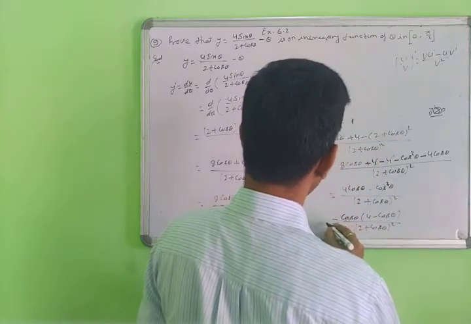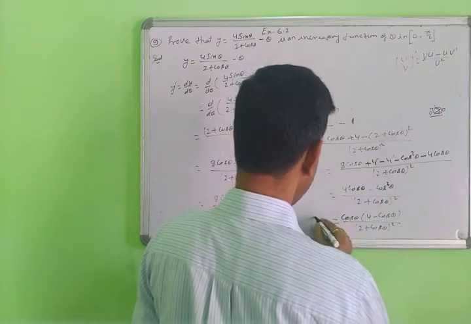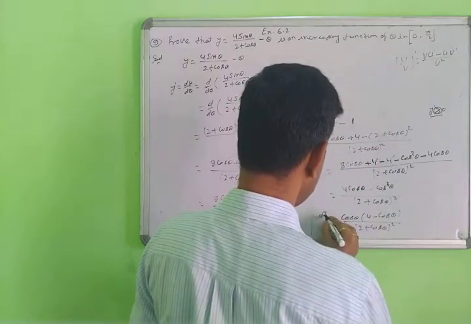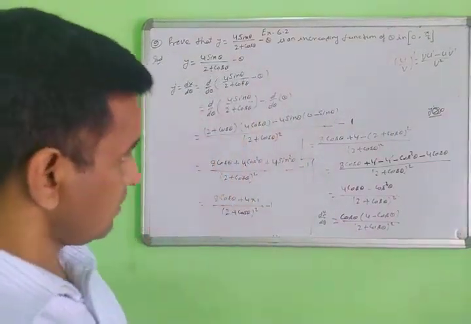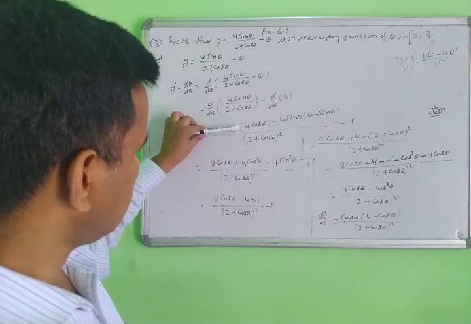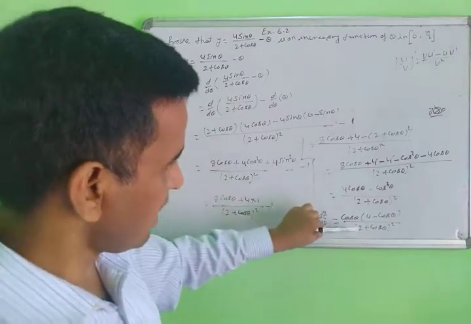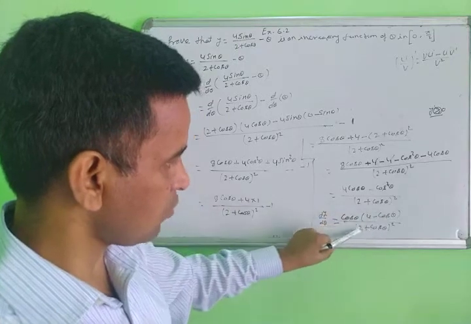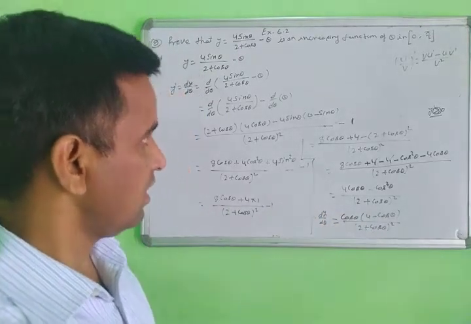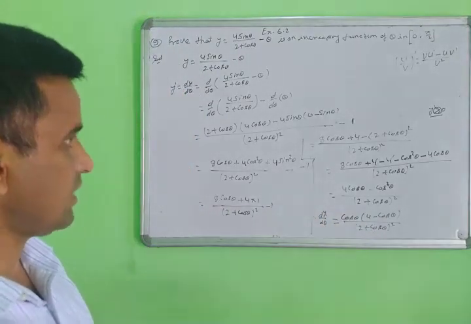This is y dash, dy over dx, d theta. After calculation in this differentiation, what is left is cos theta times the bracket 4 minus cos theta upon 2 plus cos theta whole square. Note down this, and then the next step.